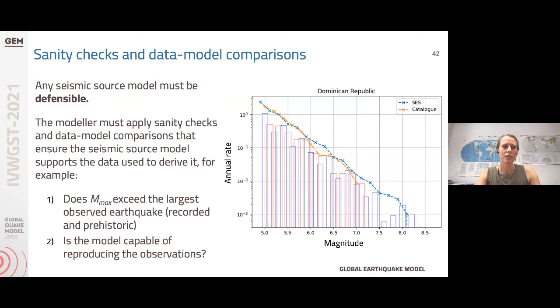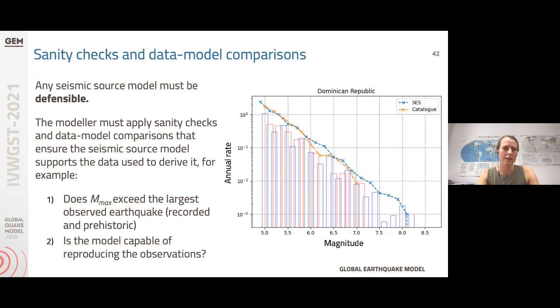So finally, once you've built a seismic source characterization, the final step is to perform sanity checks and data model comparisons that help you determine that your model is defensible. And these are in particular ensuring that the seismic source model is supported by the data used to derive it. So for example, does Mmax exceed the largest observed earthquake, including prehistoric earthquakes? And is the model capable of reproducing the observations?